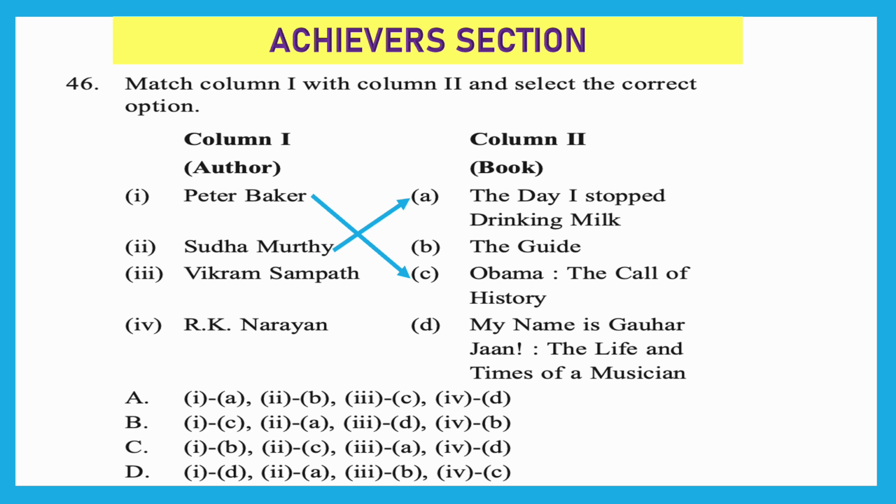Third is Vikram Sampath. The right answer here is D, My Name is Gauhar Jan, The Life and Times of a Musician. And the fourth one is R.K. Narayan. Here the right answer should be B, The Guide. So 1 matches C, 2 matches A, 3 matches D, and 4 matches B. The right option for us should be option B.